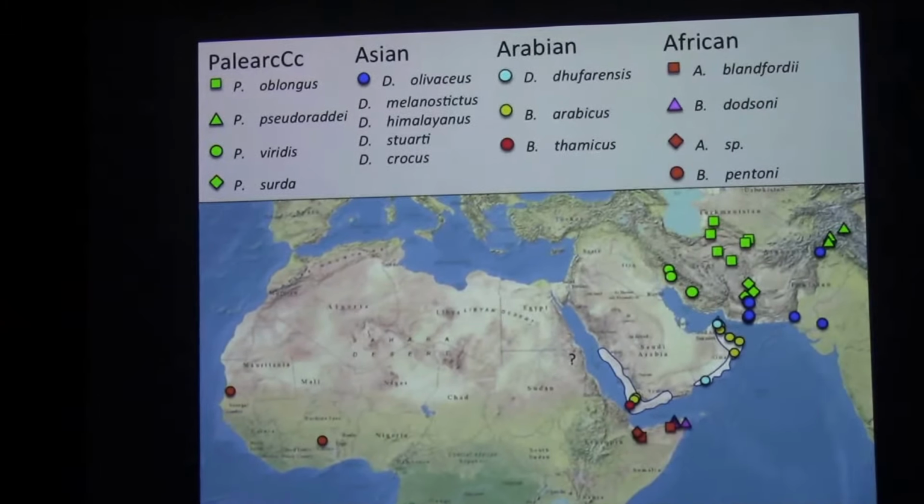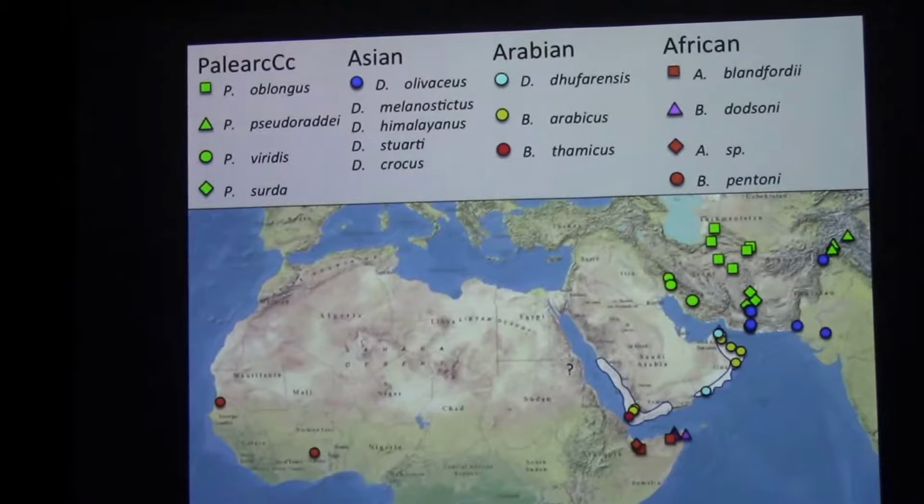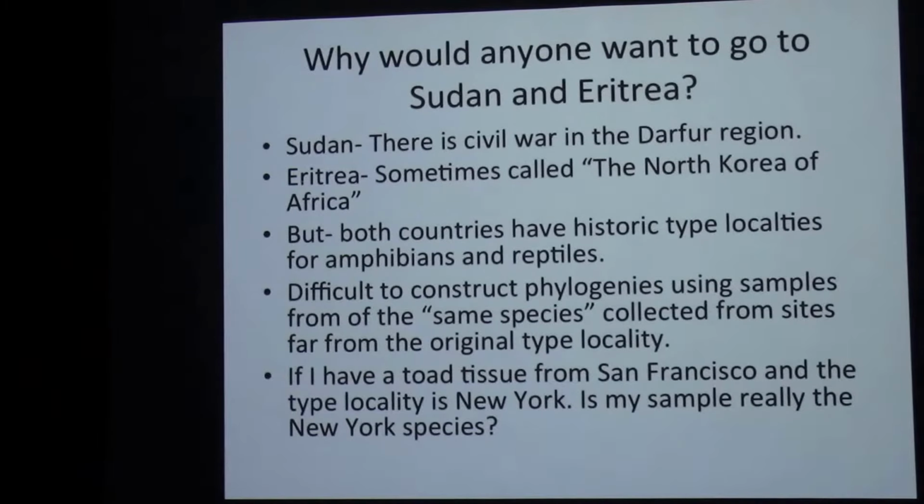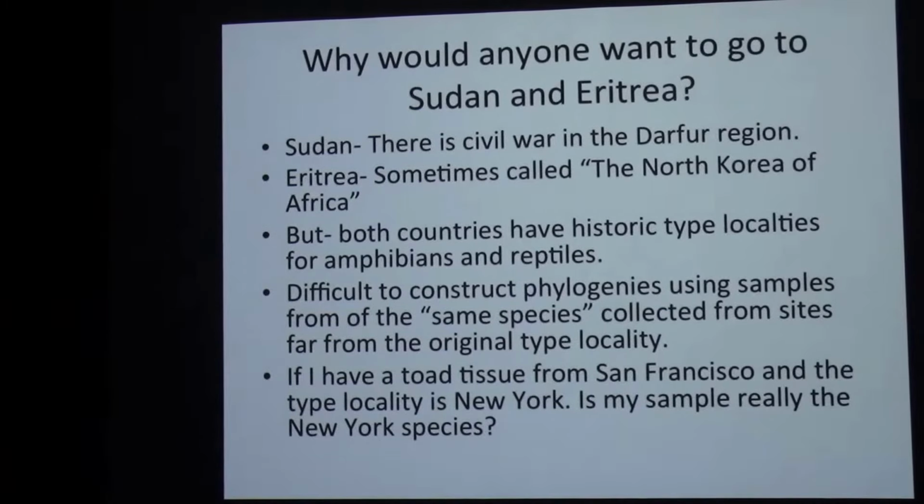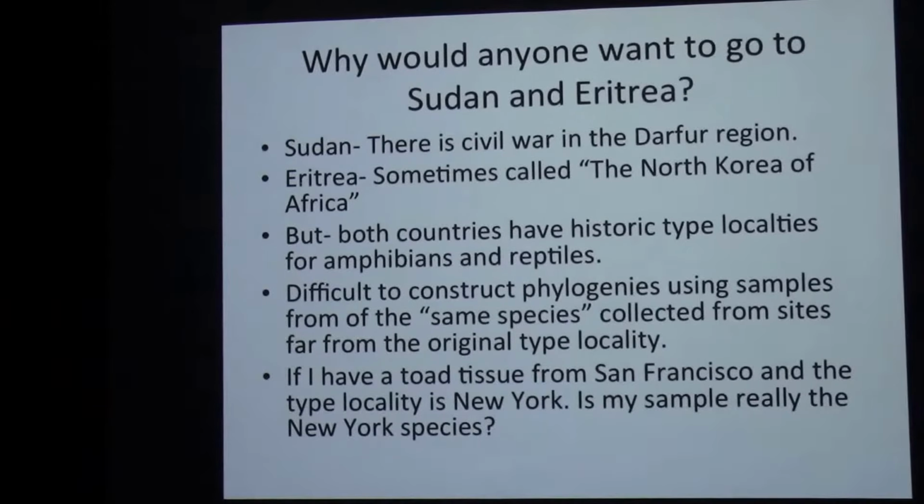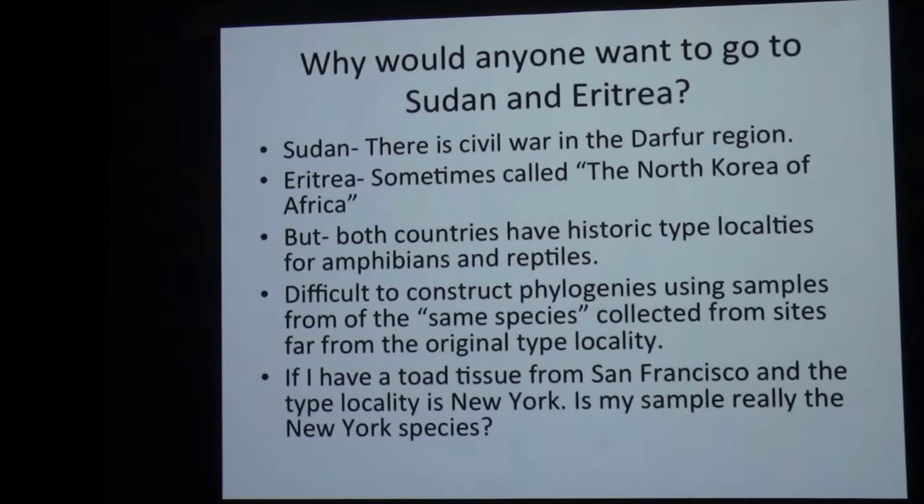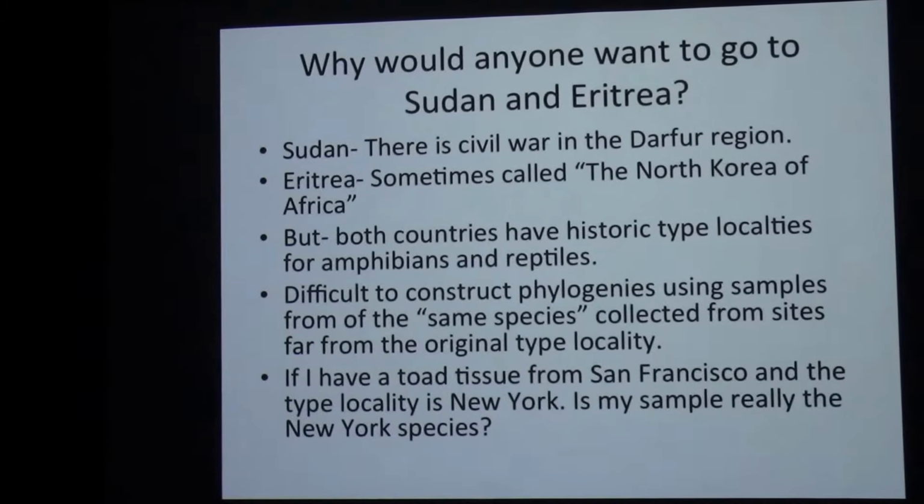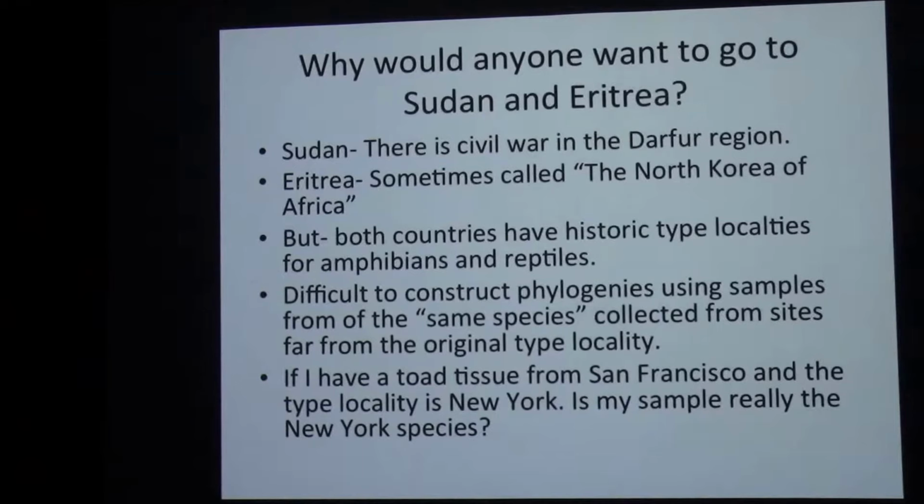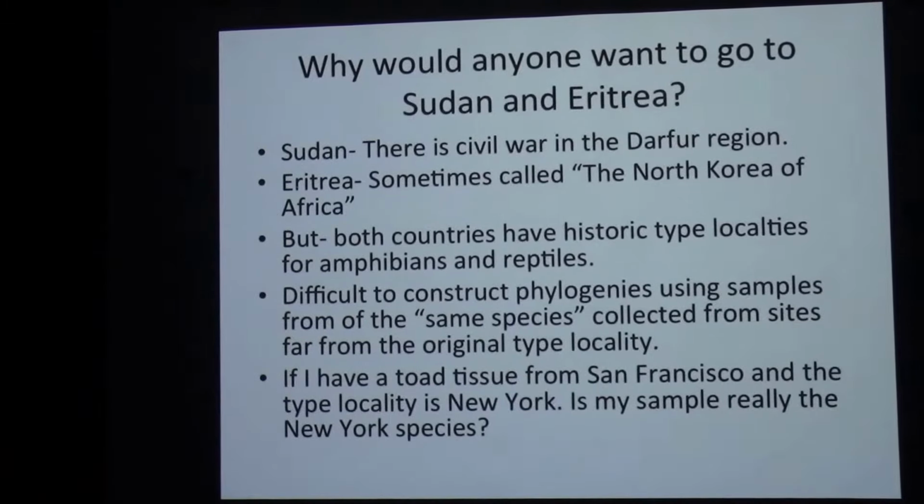Okay, so the question is, actually I think I skipped one. Why would I want to go to Sudan and Eritrea? Sudan is a civil war, Darfur region, and Eritrea is sometimes called the North Korea of Africa. But other than that, both countries have a number of historic type localities for amphibians and reptiles. And these type localities go back to the 1830s when early seafaring expeditions came down along the Red Sea and continued through the Italian colonization. And they have historic type localities.